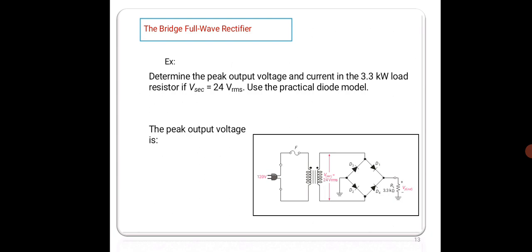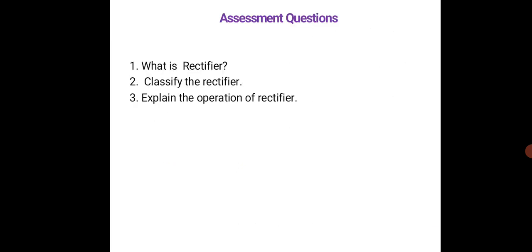Let us take an example for the bridge full wave rectifier. What will be the peak output voltage if the current is known? You know that it is 1.41 times VRMS, which is 33.9 volts. Then VP is calculated as VP secondary minus 1.4, which is 32.5 volts. Applying Ohm's law, you can find out the IP or the output waveform.